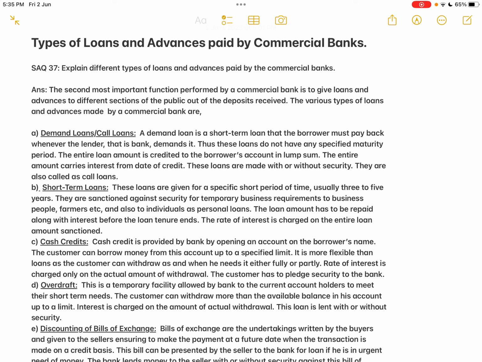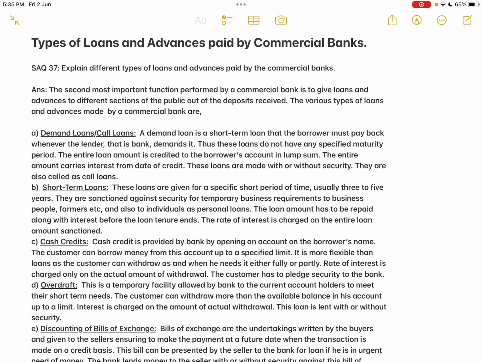So SAQ 37, explain different types of loans and advances paid by the commercial banks. Answer: the second most important function performed by a commercial bank is to give loans and advances. The first function is the acceptance of deposit. So that's why the second most important function is advancing loans and advances.